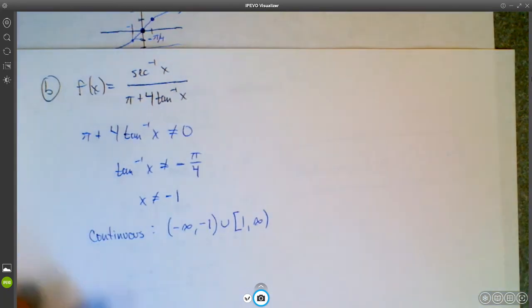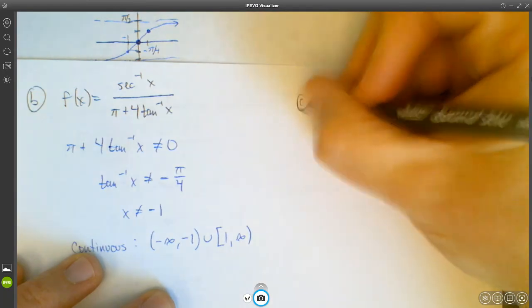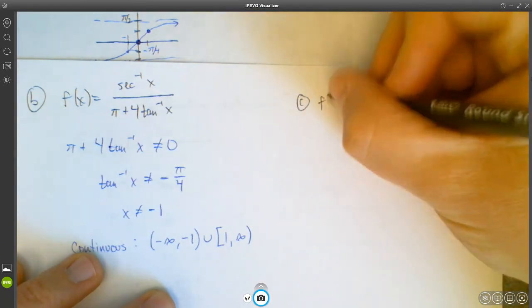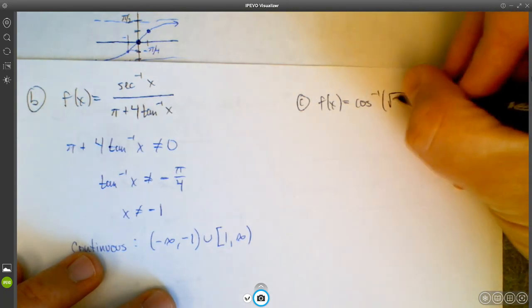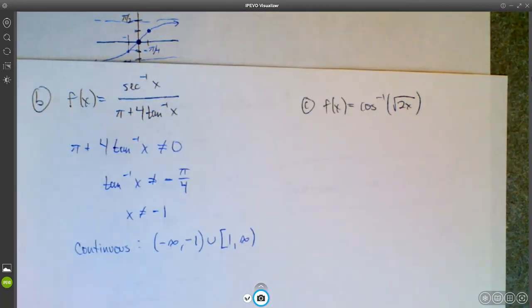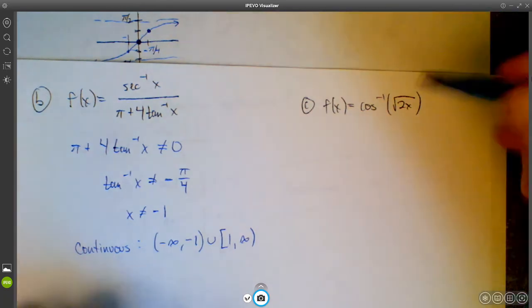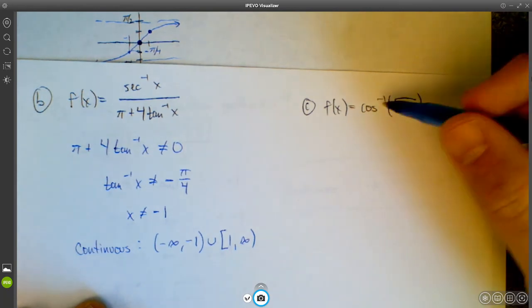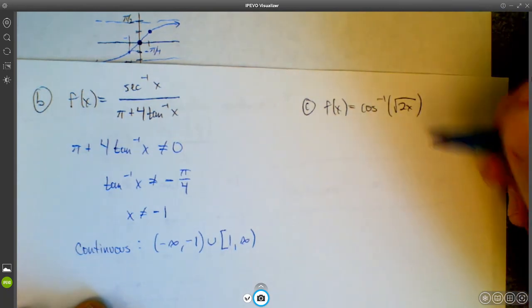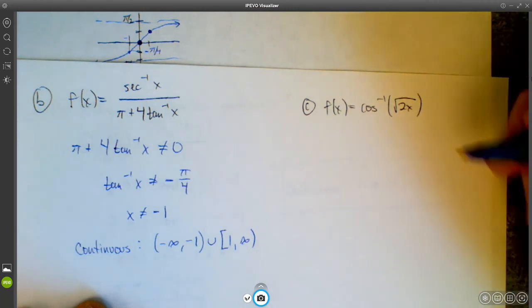Okay, I have one more for you before we call it. Let's do f of x equals cosine inverse of the square root of 2x. So where is this function continuous? Okay, so two things need to happen. First of all, we need for the square root of 2x to be between -1 and 1, because that's where cosine inverse is defined. We need the argument to be between -1 and 1.